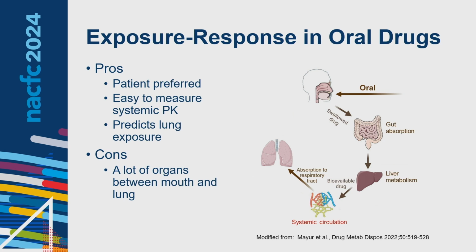Now, the one positive on that is that you can usually easily measure drug concentrations in the systemic circulation. And at least in this model, you're only one arrow away from the lung. And so you feel like if you're measuring in the systemic circulation, you're probably reasonably predicting lung exposure.